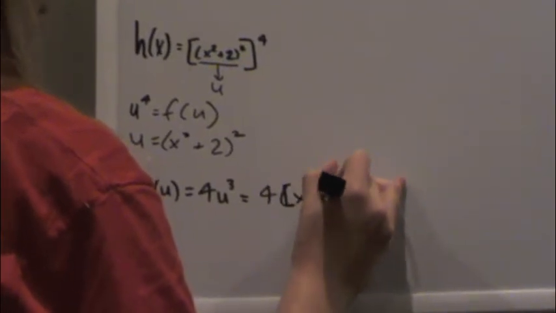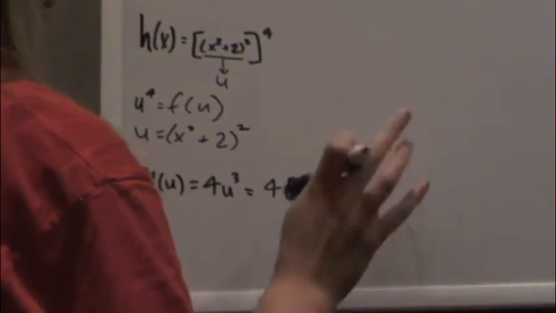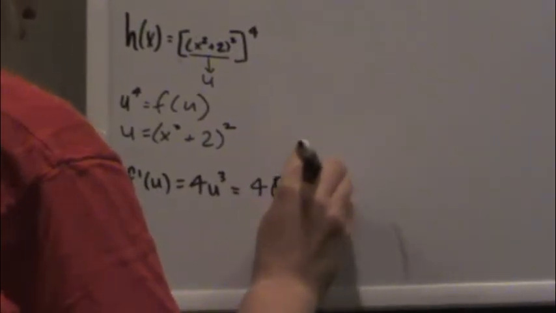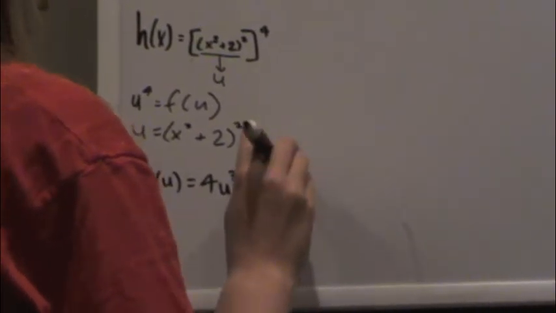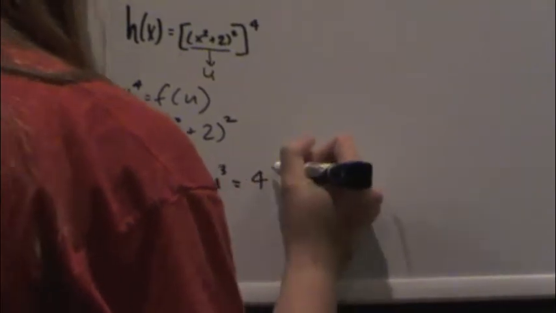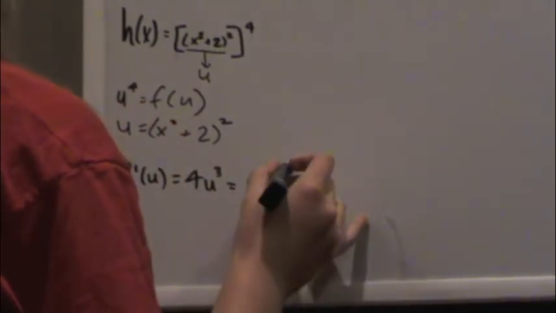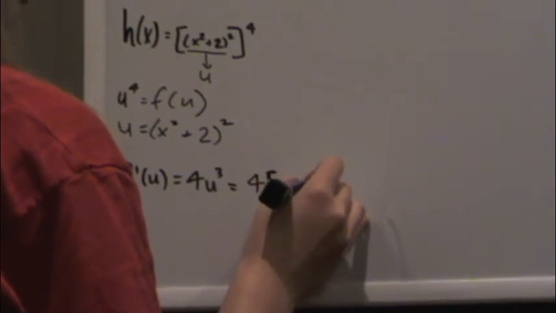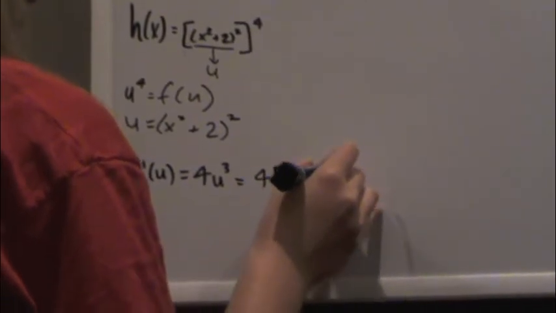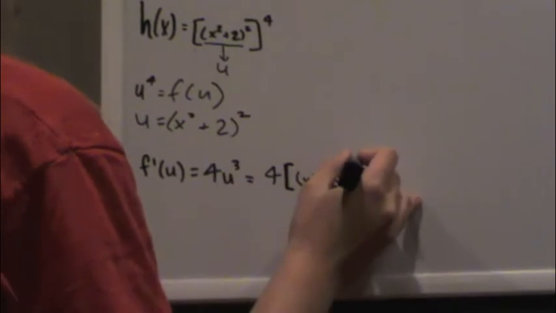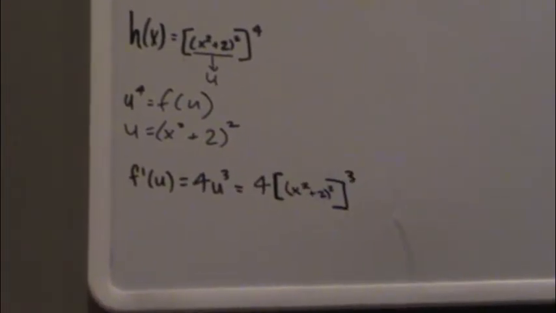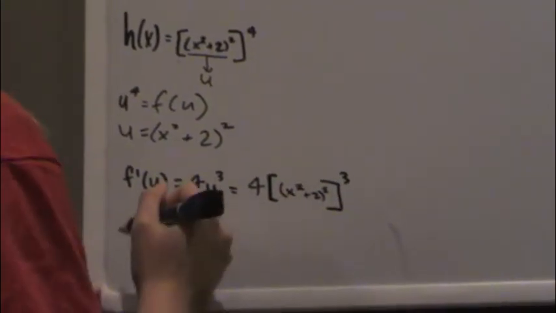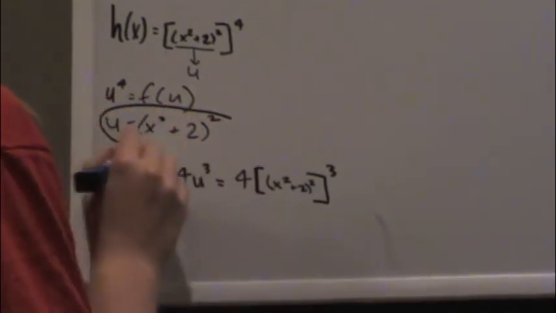x squared plus 2. We plug in the u, so that is x squared plus 2 squared, and all of that is going to be cubed. Alright, now next we're going to have to try to find u prime.